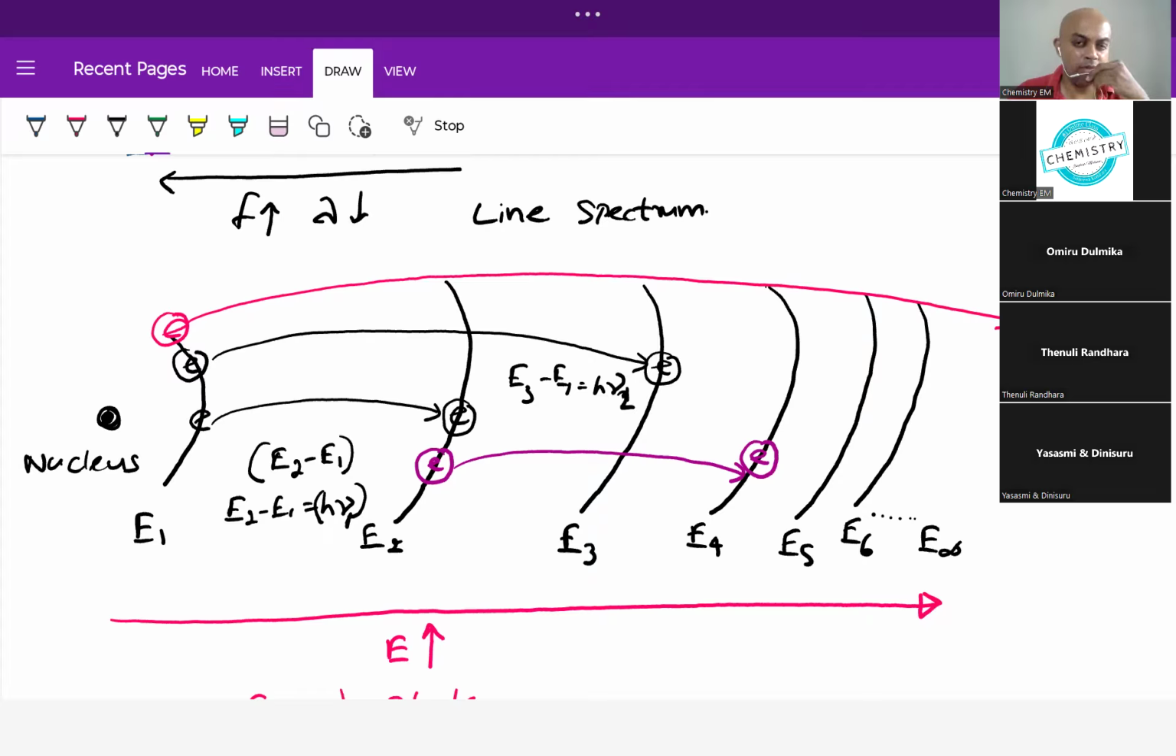Next bullet point. There are an infinite number of energy levels around the nucleus.